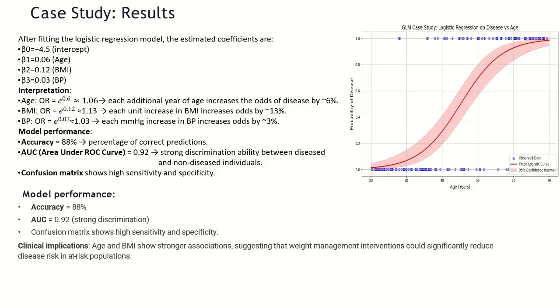Each unit increase in BMI increases odds by 13%, and each millimeter of mercury increase in blood pressure increases the odds by 3%. The model achieves 88% accuracy and an AUC of 0.92, indicating excellent discrimination between diseased and non-diseased individuals. These findings suggest that weight management and blood pressure control could meaningfully reduce the disease risk in the current population.